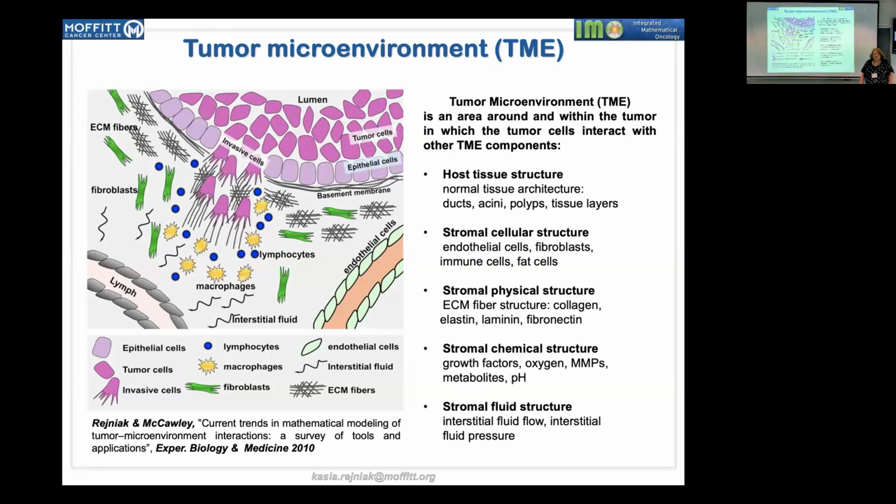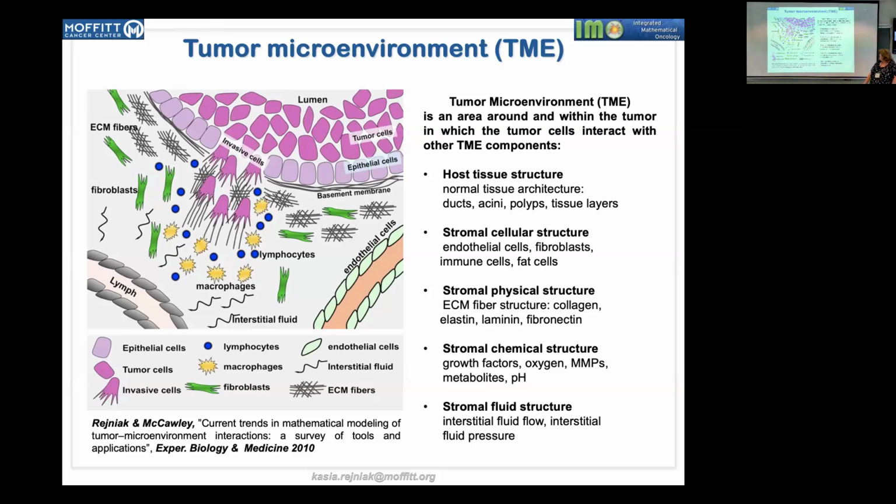So there is a host tissue, and somebody already mentioned, tumors don't grow in a vacuum. Most of the modeling in my lab is in the context of tissue, so there is a host tissue structure. The primary tumors especially grow in the ducts, they can grow in the skin where there will be layers of cells, they grow in polyps.